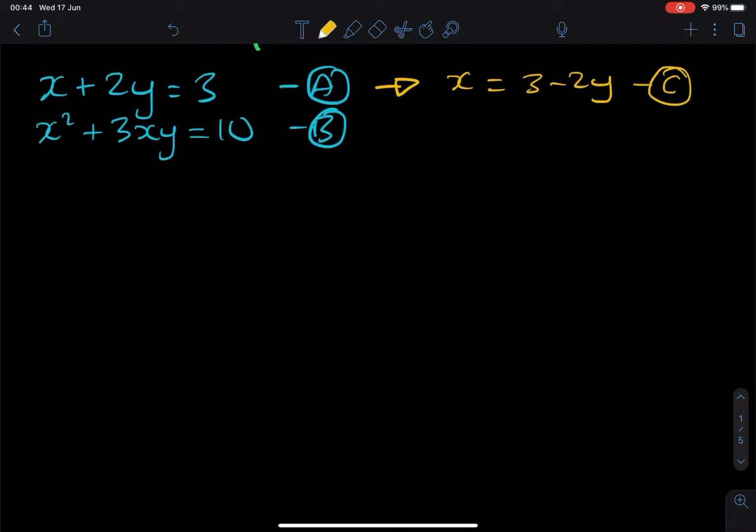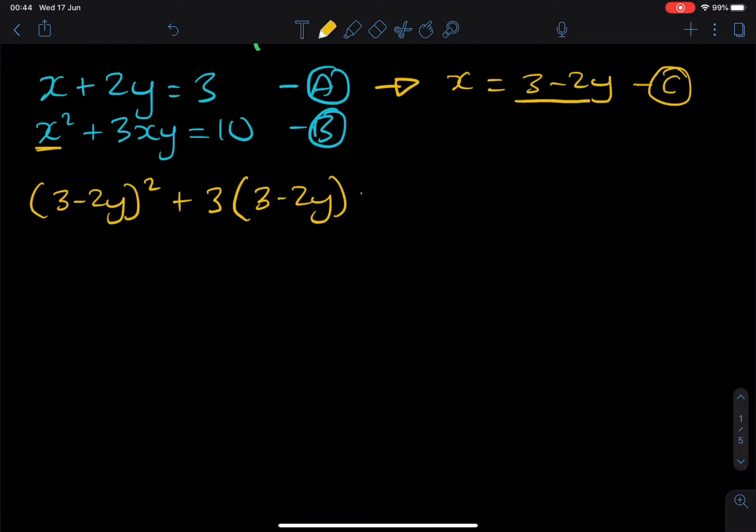Now I'm going to substitute into the nonlinear equation. So wherever I see x, I'm going to substitute in 3 minus 2y. So conveniently enough, x squared becomes 3 minus 2y all squared plus 3, and this time xy, so 3 times, I'm going to use a bracket, x times y, and it equals 10.